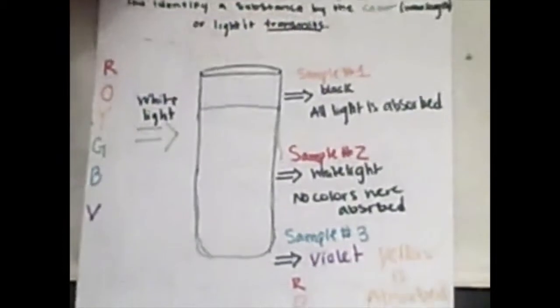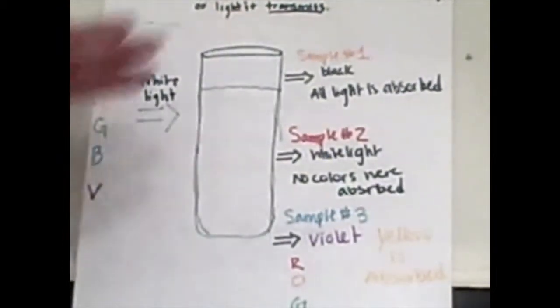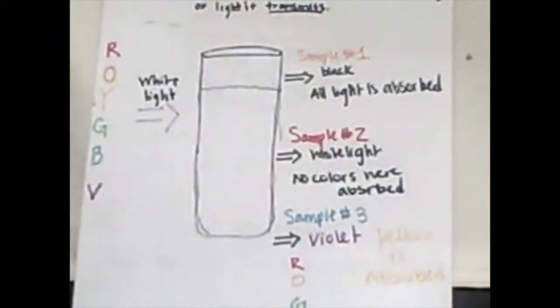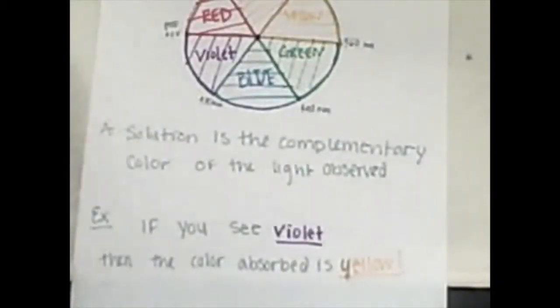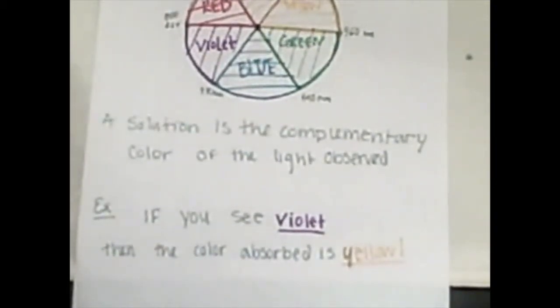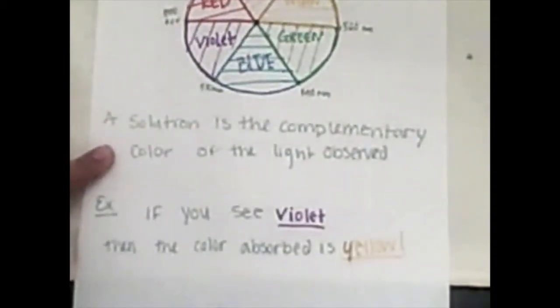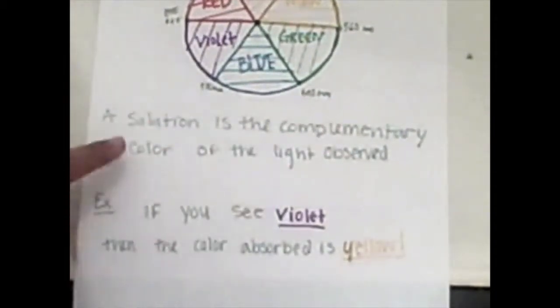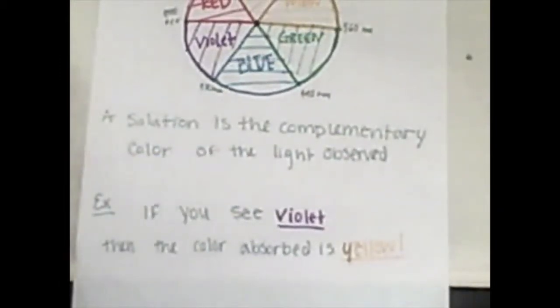Sample 3 is a little bit more complicated. Say we have white light coming in and what we see is violet. So something is being absorbed. We then look at the color wheel in order to identify what's being absorbed. The way we can tell is that a solution is the complementary color of the light absorbed. Whatever light is being absorbed, the complementary color is the solution.